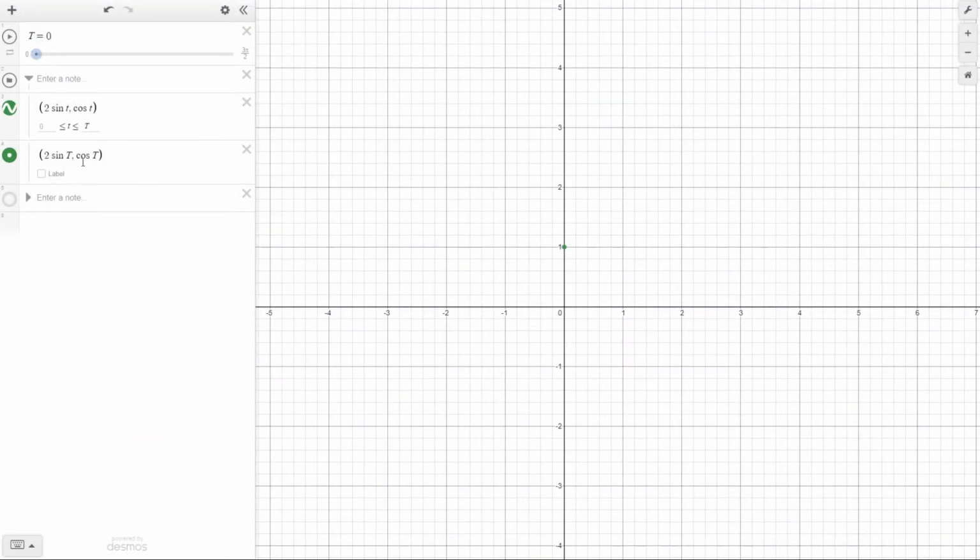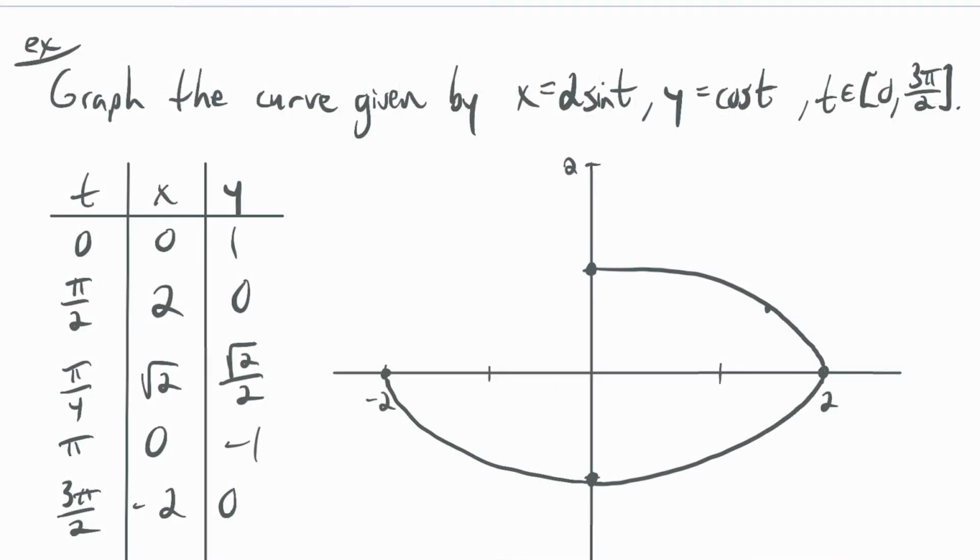Okay, so I've got the curve programmed in there. So as I increase capital T, I had to do that because of the way Desmos works. It doesn't want to use lowercase t anyway. You can see the object moving, going around the ellipse part way, and then stopping at x equals -2, y equals 0 there, because the graph does not complete. The interval doesn't go all the way to 2 pi. Okay, what's next?